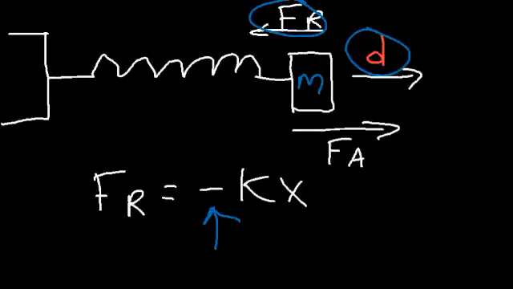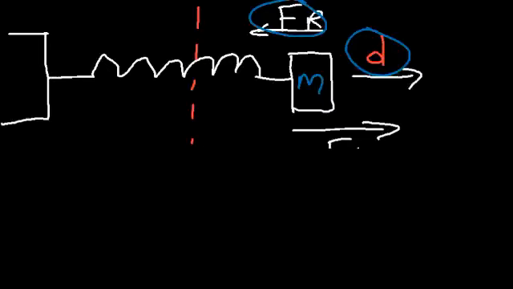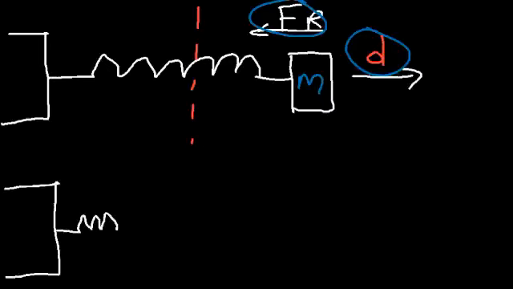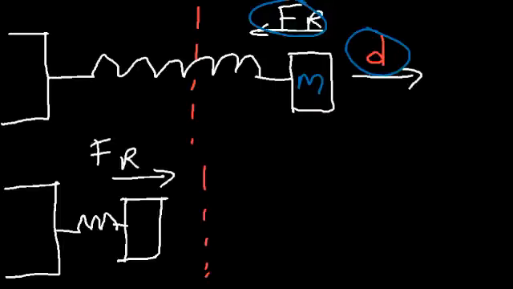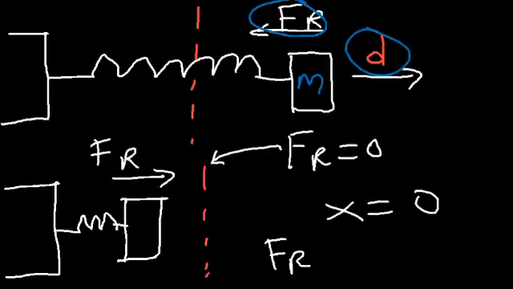The restoring force will always act in such a way to bring the object back to its equilibrium position. So if the equilibrium position is here, the restoring force wants to bring it to the left. Likewise, let's say the spring is compressed, the restoring force wants to move it towards the right, back to its equilibrium position. And remember, at the equilibrium position, the restoring force is 0, since x is equal to 0. And Fr is negative kx, so negative k times 0 is 0.